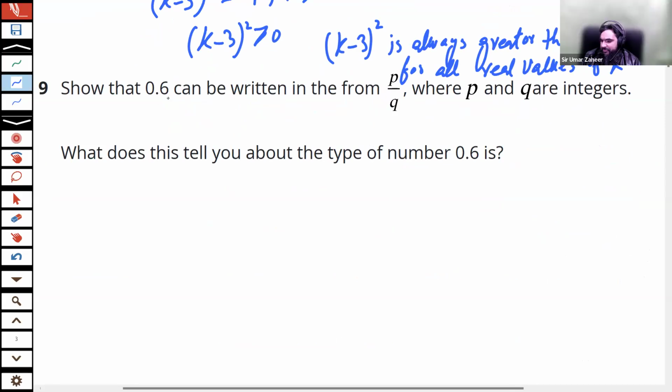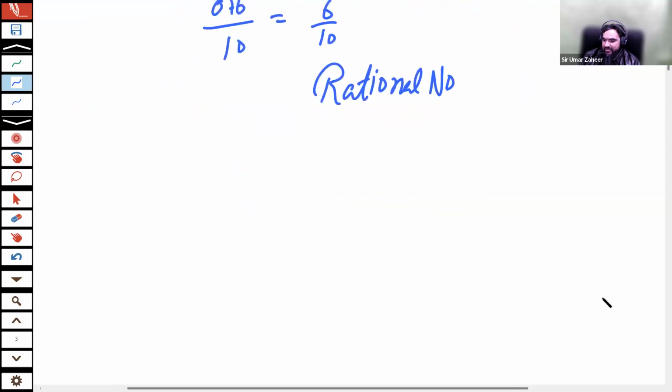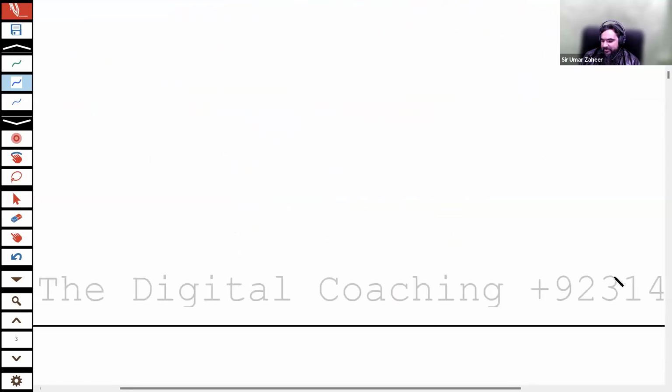Okay, he says show that 0.6 can be written in the form p over q. So it's very simple. It is 0.6. To write the decimal as a fraction, it will become 6 over 10. So look here, we are able to write this value. And what does this tell you about the type of number it is? A number that can be written in the form of a fraction is known as a rational number. All those numbers that can be written in the form of a fraction are known as rational numbers.